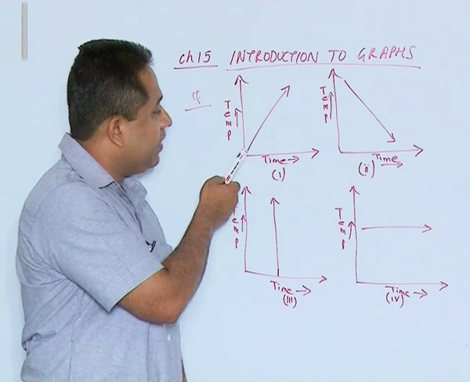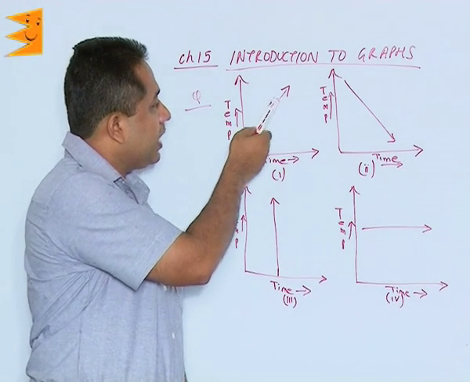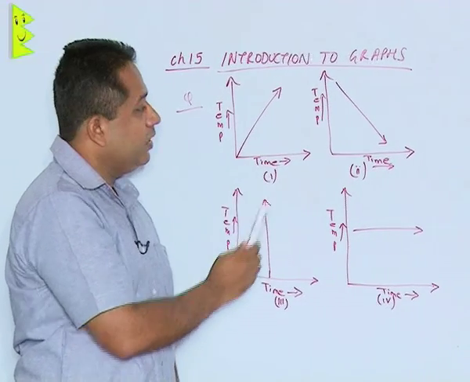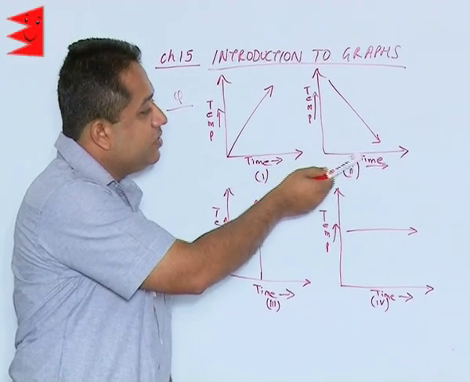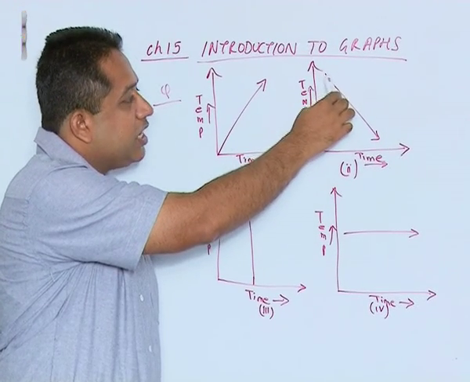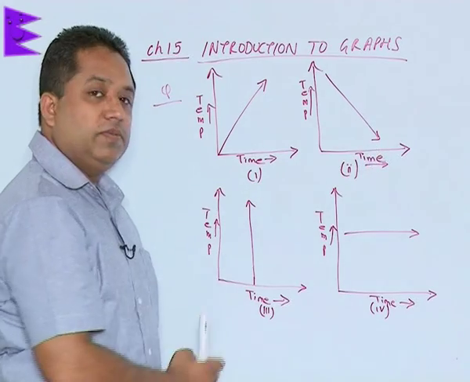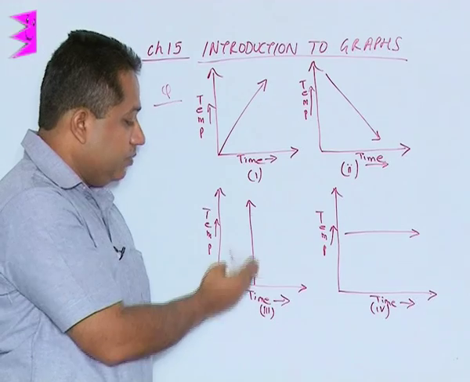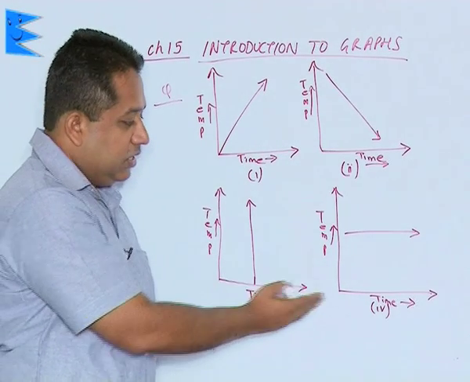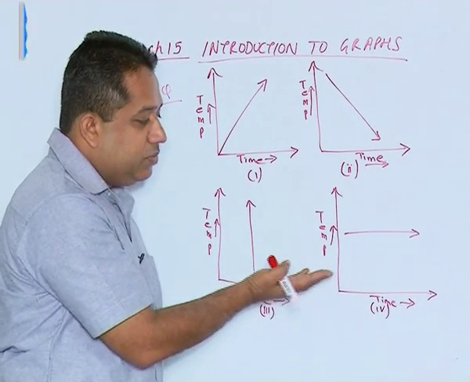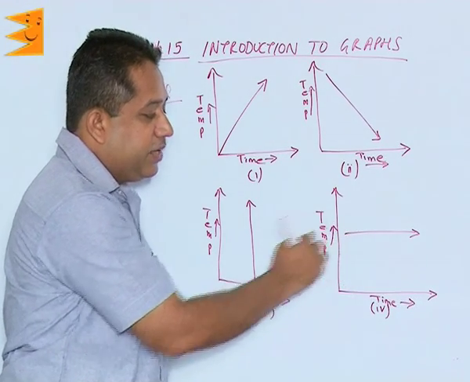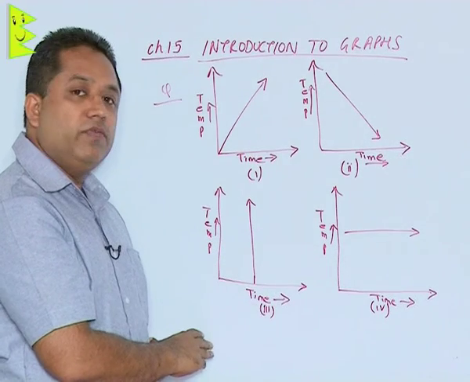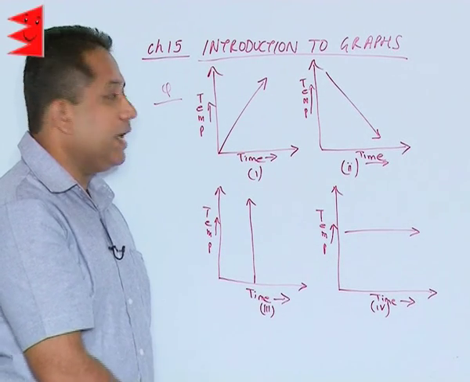So, in the first case we find that the time is increasing and the temperature is also increasing along with it. In the second case, the time is increasing, but as time is progressing the temperature is decreasing. In the third case, we find that the temperature is increasing, but the time is a constant. In the fourth case, we find that the time is increasing and the temperature remains constant. So, now we will have to analyze each of these graphs and find out which of them is possible and which are not and why.